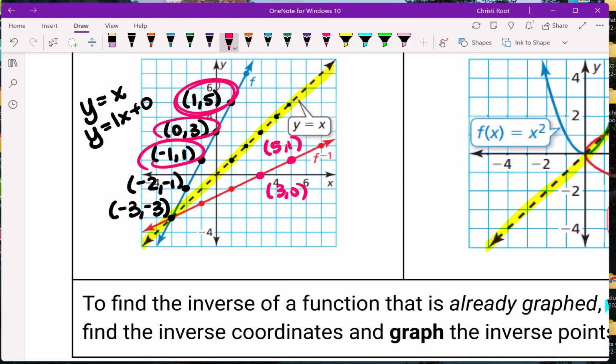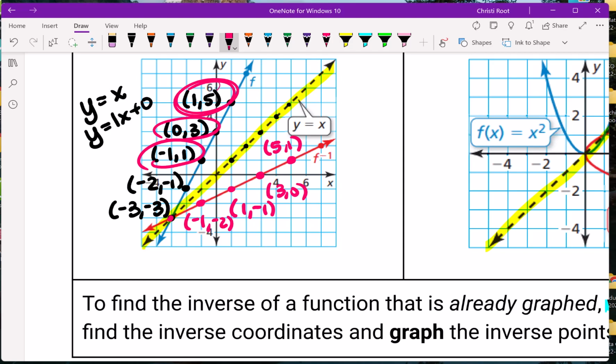And then (-1, 1) would be here. So if you flipped them, it would be (1, -1). And then this one's (-1, -2). And then (-3, -3) is on your line of symmetry because the x and the y are equal to each other.